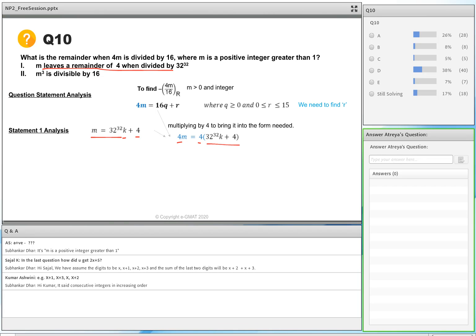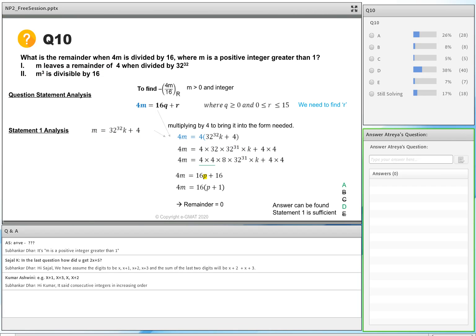Now, when you simplify the RHS, what do you find out? You find out that the value of 4m is nothing but 4 times 32, I've taken one 32 out from this 32 to the power 32 here, so I get 4 times 32 to the power 31 times k, plus 4 times 4. So I multiply this 4 with this 4 as well, right? Which is essentially equal to 16. Now, 4 times 32 can be written as 4 times 4 times 8. So 32 can be broken down into 4 times 8. And what is 4 times 4? It's 16. So this can be written as 16 times a very large number, which is 8 times 32 to the power 31 times k, a number that we don't really require, right? And with that, we have another 4 times 4, which is equal to 16.